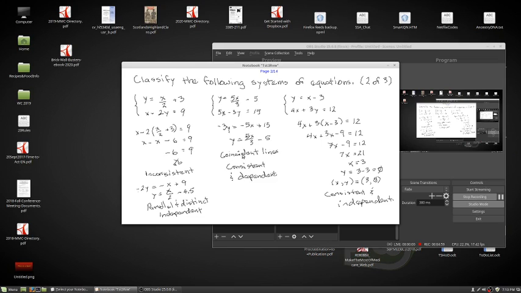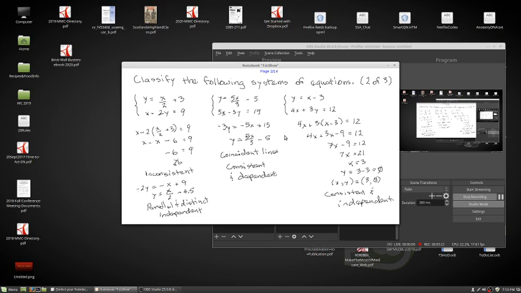So that means these are coincident lines. One's just a multiple of the other, or actually just the same equation. So they are consistent because there are an infinite number of solutions, and dependent because they actually represent the same line.